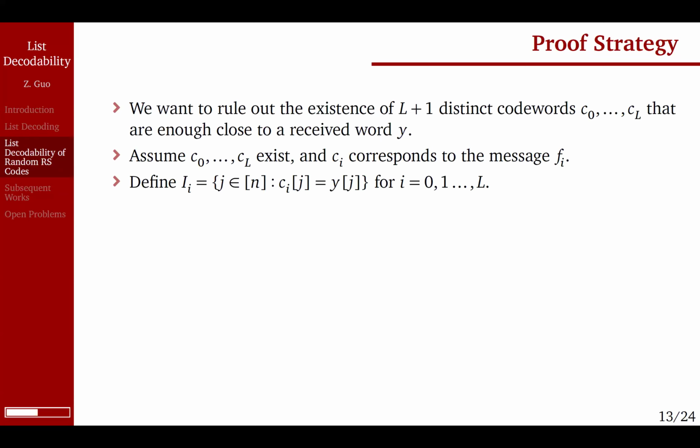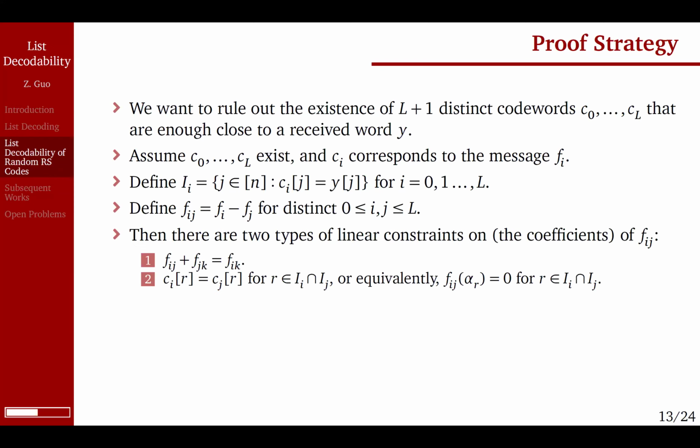We define this, assume it exists, so you have a prediction. So I define I subscript i to be the set of coordinates where the codeword Ci agrees with my received word. So the set I is the pattern of agreement, the set of coordinates where Ci agrees with the received Y. I also define Fij to be Fi minus Fj. So these Fij are pairwise differences between the messages.